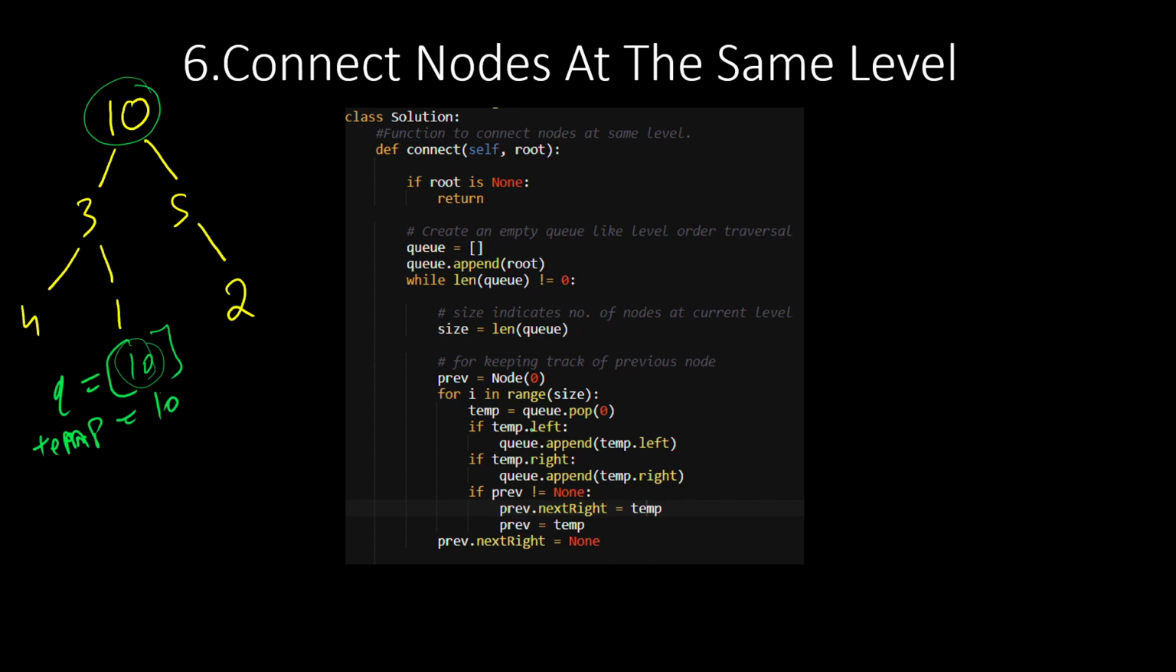Now we add the temp.left and temp.right addresses also. So the queue will contain 3 and 5. Now 3 and 5 have been added. Now the other condition is if previous is not equal to none. Previous is a dummy pointer, which is pointing towards some random value. It doesn't matter what it is.